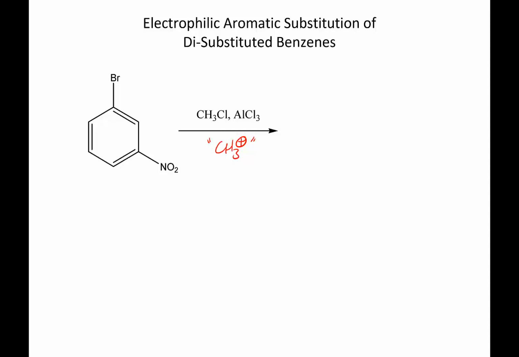Who's the director in this case, because they're both deactivating groups? Which group is higher up on the list? Which one? Br is higher on the list, so it's going to do the direction. What kind of director is Br?